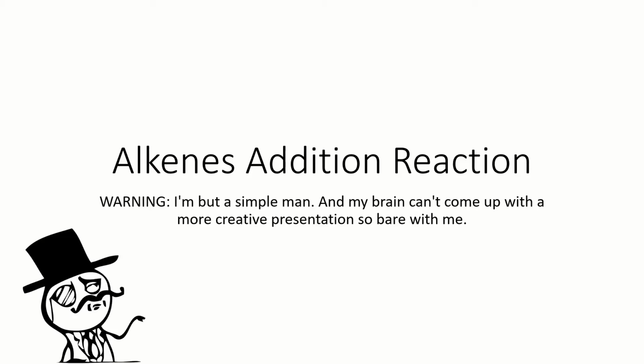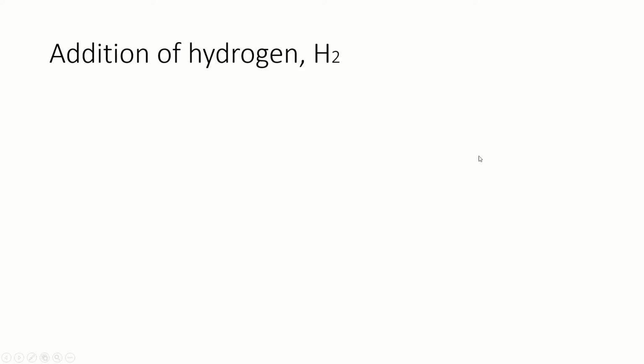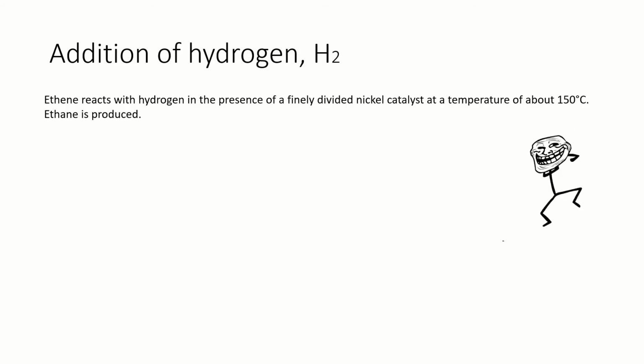Assalamualaikum. Today I will talk about alkenes, specifically alkene addition reactions. I am not a creative person, so bear with me. So let's go. First, let us talk about addition of hydrogen, H2. Ethene reacts with hydrogen in the presence of a finely divided nickel catalyst at a temperature of about 150 degrees Celsius.